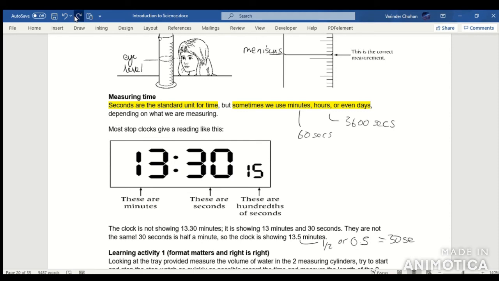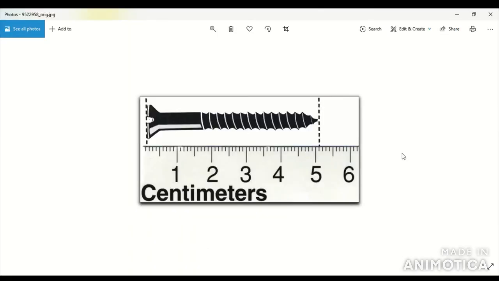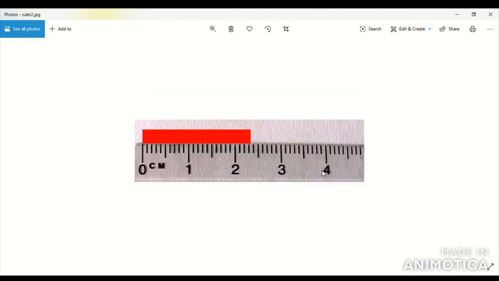The clock is not showing 13.3 minutes, it's showing 13.5 minutes. You have to always make sure you're doing the correct conversions. For some extra practice, have a look at the objects and see if you can make the correct measurements.